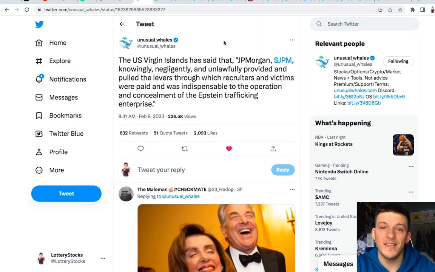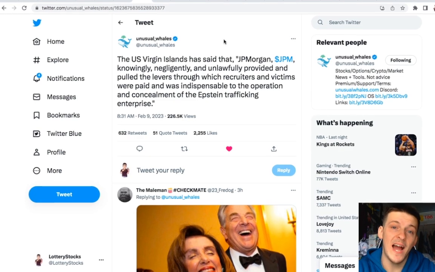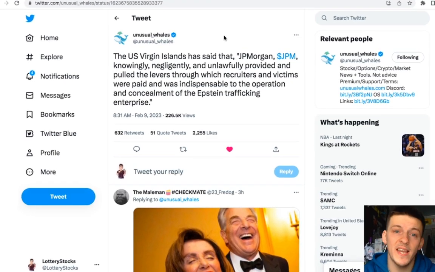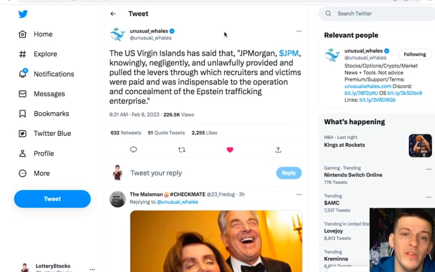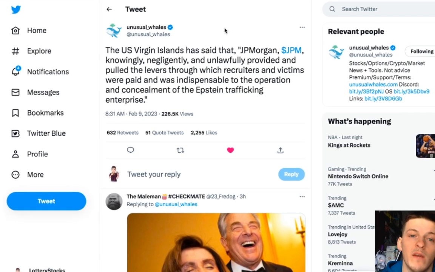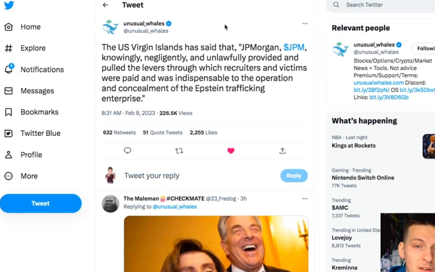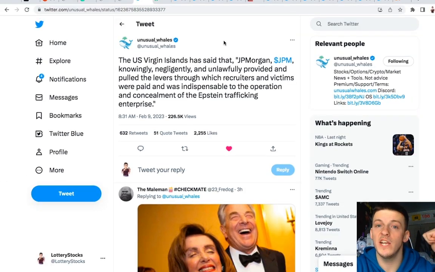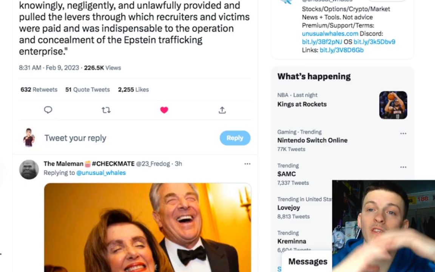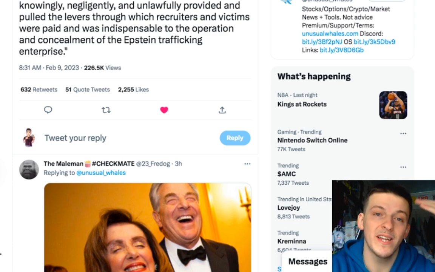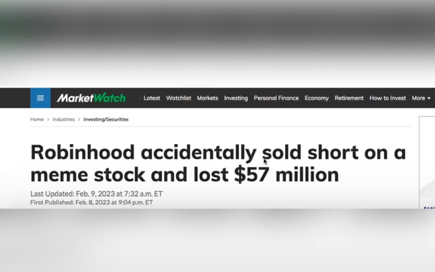Now, do you guys remember when Citadel and Robinhood were throwing each other under the bus? Well, now it's happening again, as the US Virgin Islands has said that JP Morgan knowingly, negligently, and unlawfully provided and pulled the levers through which recruiters and victims were paid and was indispensable to the operation and concealment of the Epstein trafficking enterprise. We just saw JP Morgan come out and say something about them. Now they're saying something about JP Morgan, and it's a ping pong game back and forth, which Robinhood and Citadel were involved in during the meme stock rally, the buy button being taken away, etc., etc. And speaking of Robinhood, Robinhood accidentally sold short on COSM, quote-unquote meme stock, and lost 57 million.